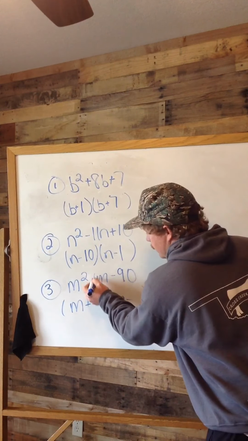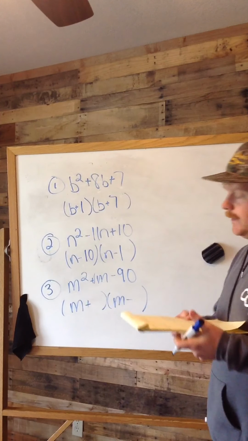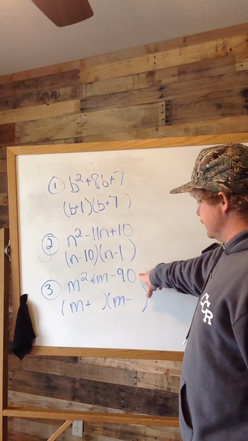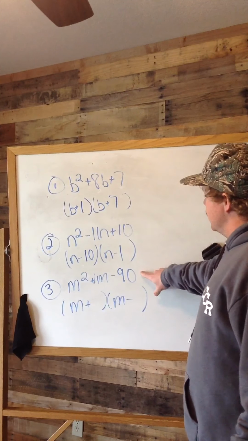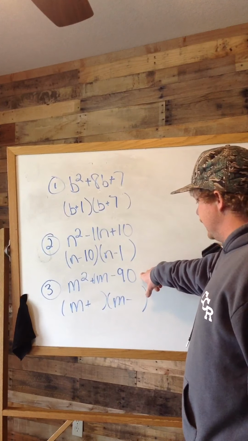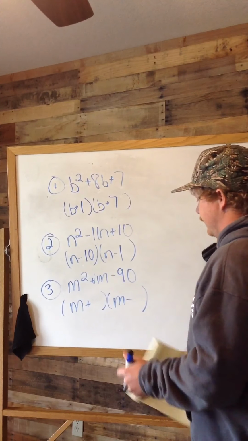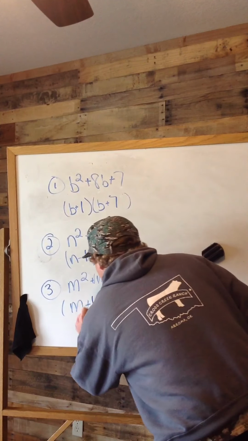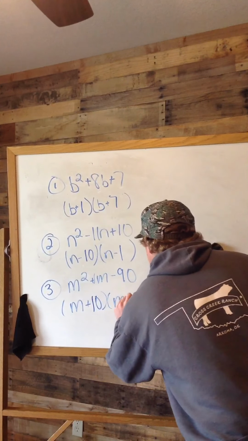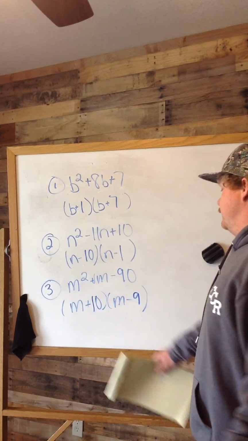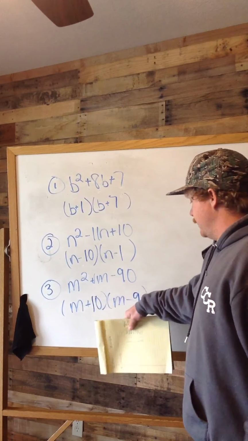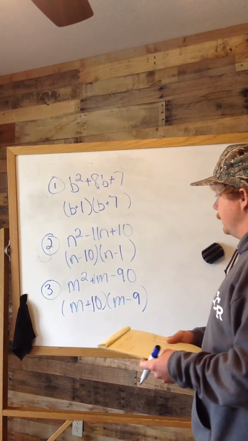Remember, there's nothing in front of it. So basically, remember, there's going to be a 1 there. Give me a second to think. Anytime something ends in a 0, I try tens. 9 times 10 is going to give me negative 90. Which one of these would have to be negative in order to add to a positive 1? We would have to have our 10 be positive, our 9 be negative. 10 times negative 9 gives me negative 90. 10 plus negative 9 gives me my 1.